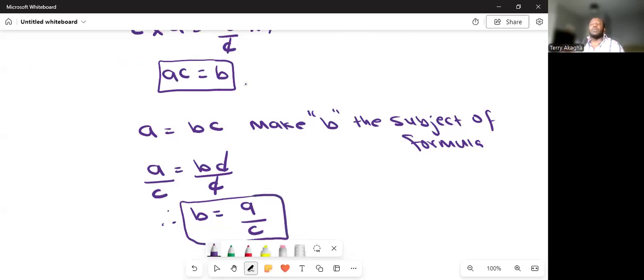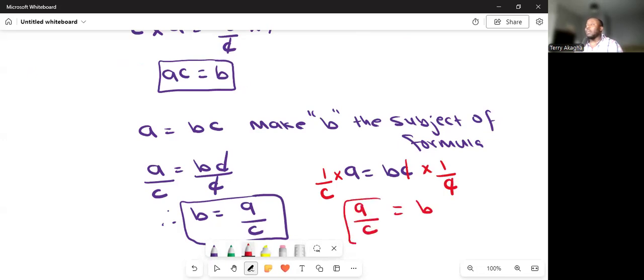So you can either multiply both sides or you can divide both sides. In this example, like I said, if I decided to multiply, I want to multiply both sides by 1 over C to still give you exactly the same thing. The C will cancel this, so it's going to give you B is equal to A times 1, which gives you A over C, exactly the same thing. So you can divide both sides or you can multiply both sides.